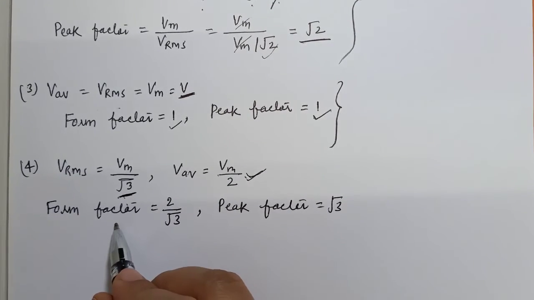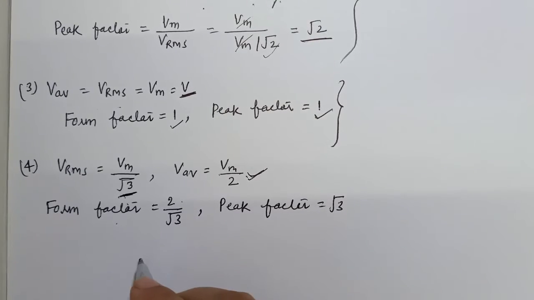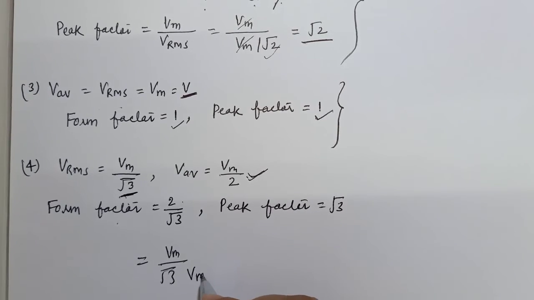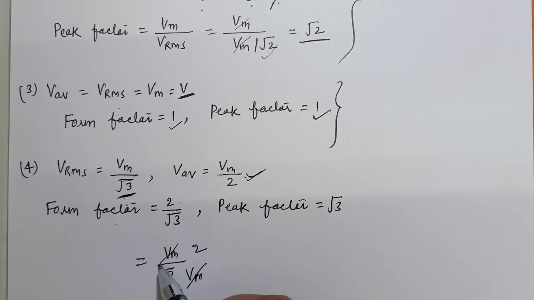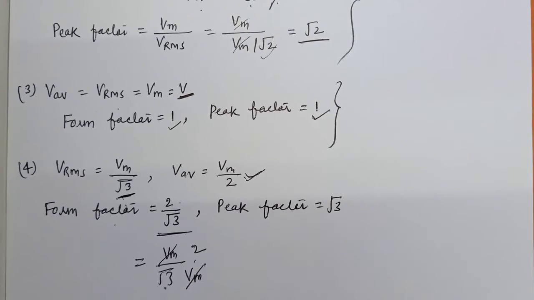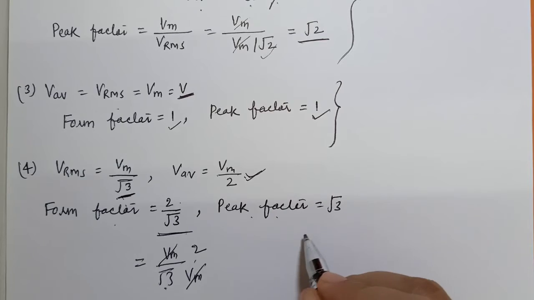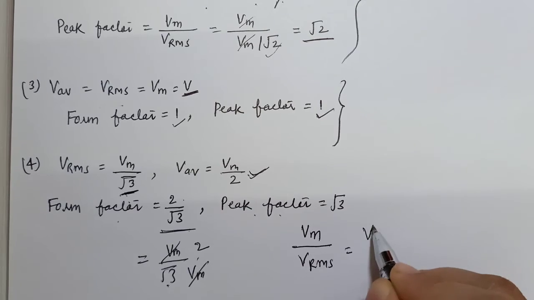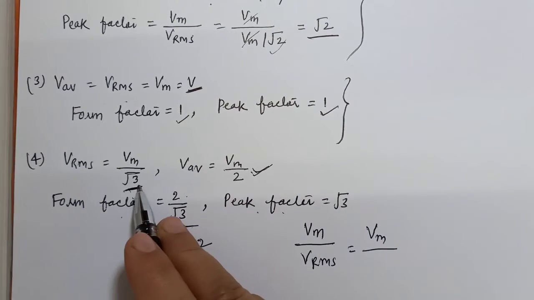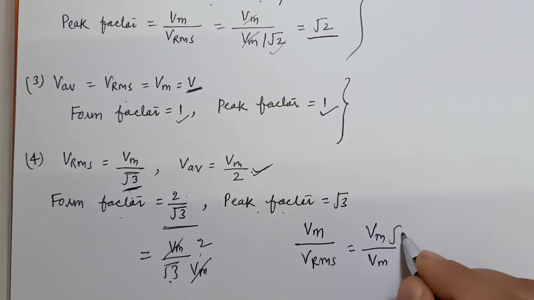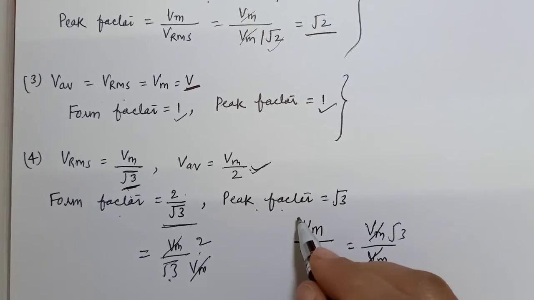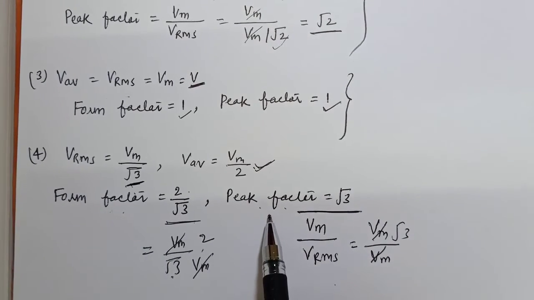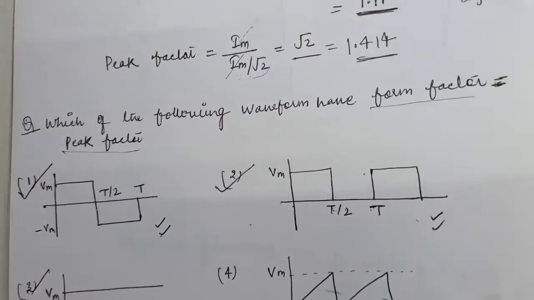So form factor will be RMS divided by average. RMS is Vm by root 3 and average is Vm by 2. So Vm gets cancelled, and the form factor will be 2 divided by root 3. And what will be the peak factor? Peak factor will be the maximum value divided by the RMS value. The RMS value is Vm by root 3, Vm gets cancelled, so peak factor equals root 3. So here you are not getting the form factor equal to the peak factor. So the last option is not satisfying.